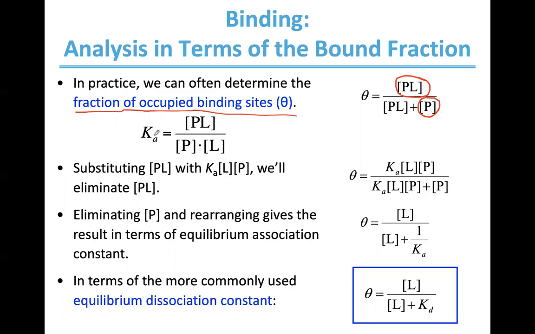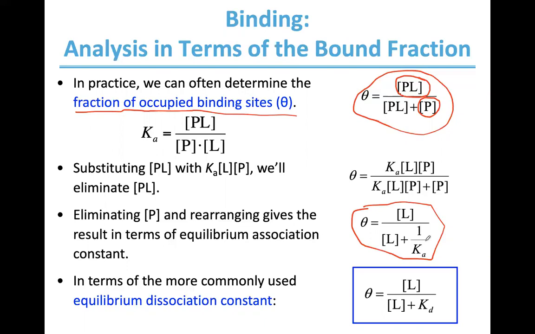Now, this is the association equilibrium constant. So we're going to use that and plug it into this expression. So we're going to substitute PL with Ka L P and eliminate PL. Just very simple rearrangements and eliminations, which we can do in 10 seconds, right? And then we will end up with the expression for theta, which is shown here, and taking advantage of the reciprocal relationship between Ka and Kd, we can finally arrive at this expression. And dissociation constant is more commonly used than association constant.